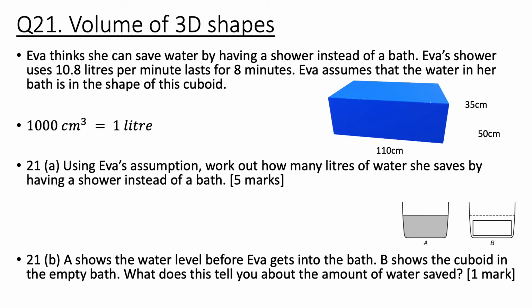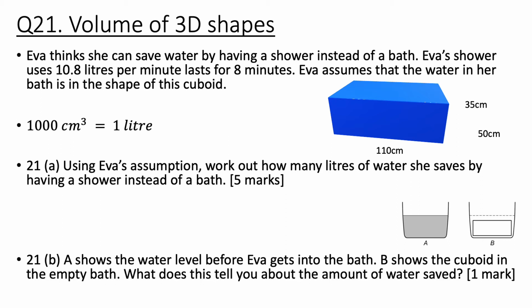Right, guys, question number 21. Okay, so Eva thinks that she can save water by having a shower instead of a bath. Eva's shower uses 10.8 litres per minute for the last 8 minutes. Eva assumes that the water in her shower and the bath is the shape of a cuboid. So this is what I'm given.